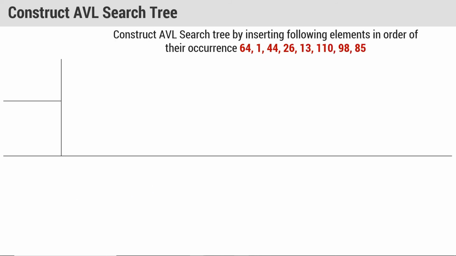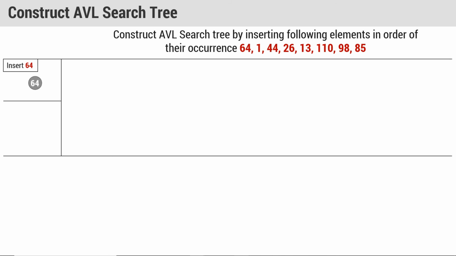Now the next example: the given data is 64, 1, 44, 26, 13, 110, 98, and 85. First of all we have to insert 64. So 64 becomes a root node and it has balance factor 0. Then we have to insert 1, so it is obviously inserted on the left side of 64. So 1 becomes a left child of 64.